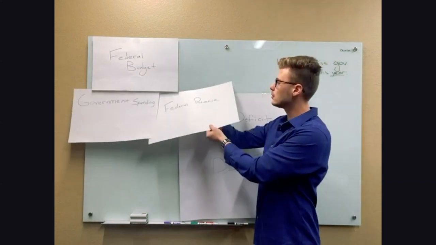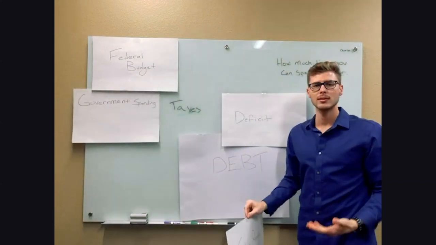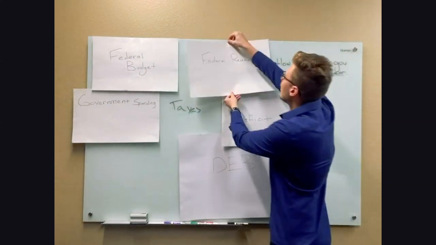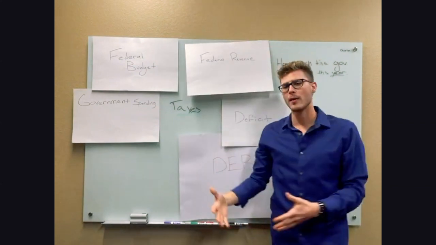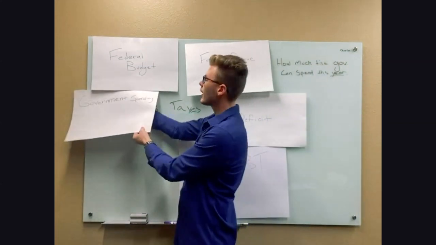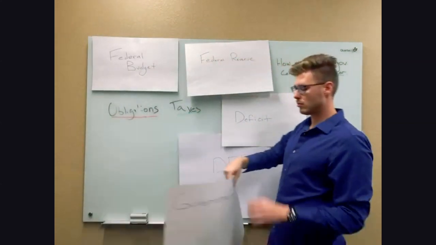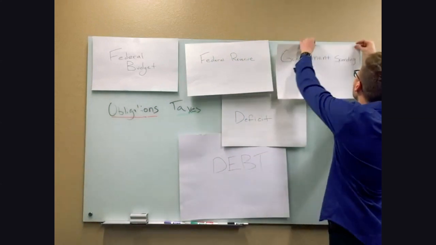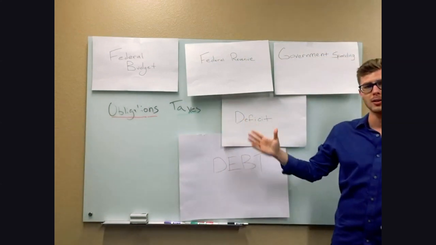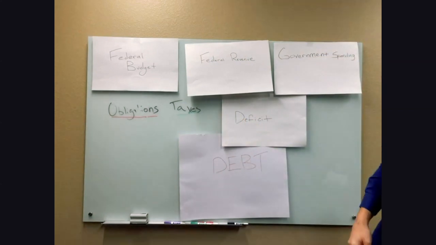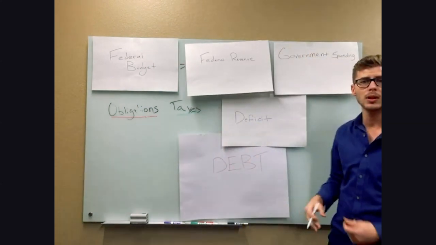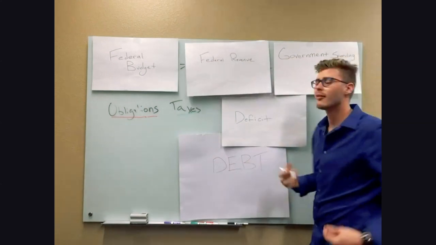The federal revenue, and what's that? It's taxes. The primary source of revenue for the government is taxing its citizens. The other part of the equation is government expenditures, the spending, or another way of looking at it, its obligations, like different types of endowments and whatnot. All of these things make up the federal budget. So the federal budget equals federal revenue, taxes and whatnot, minus government spending.